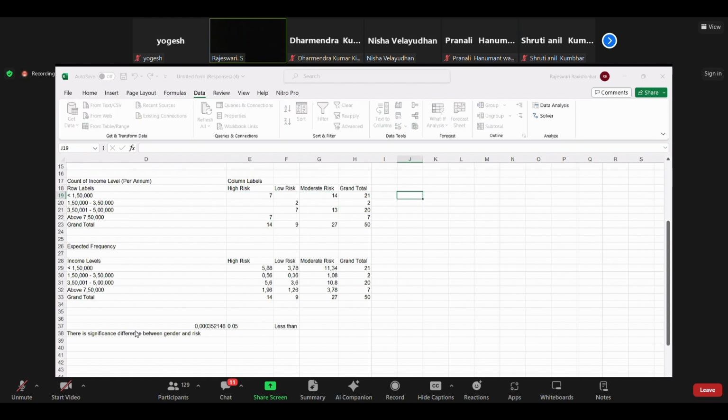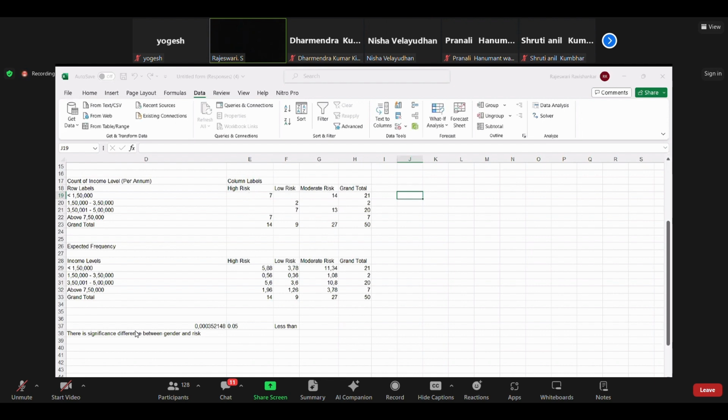Input range means for which particular data I have to do the calculation. Ma'am, I have one question. How to identify the minimal data size for performing ANOVA? Minimum data size for performing ANOVA.